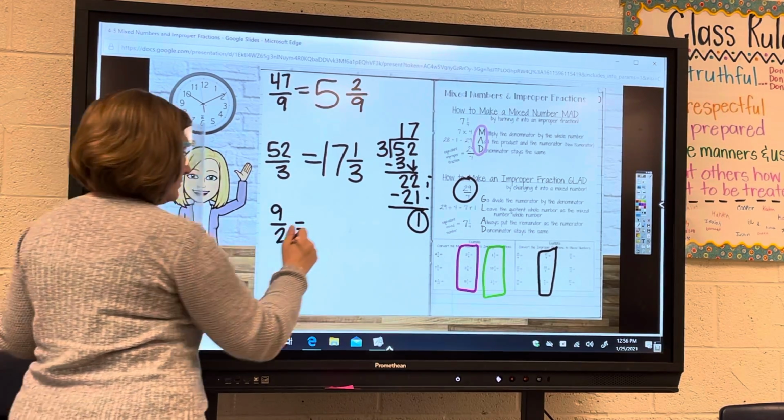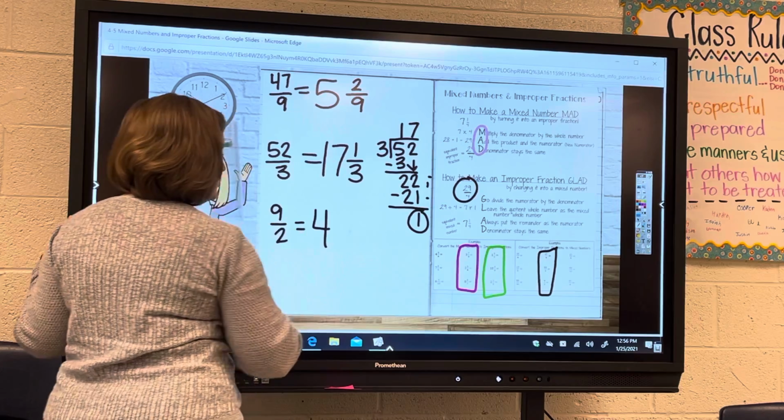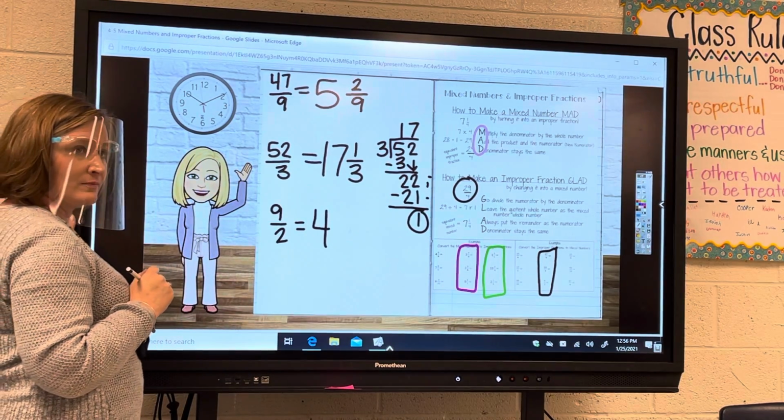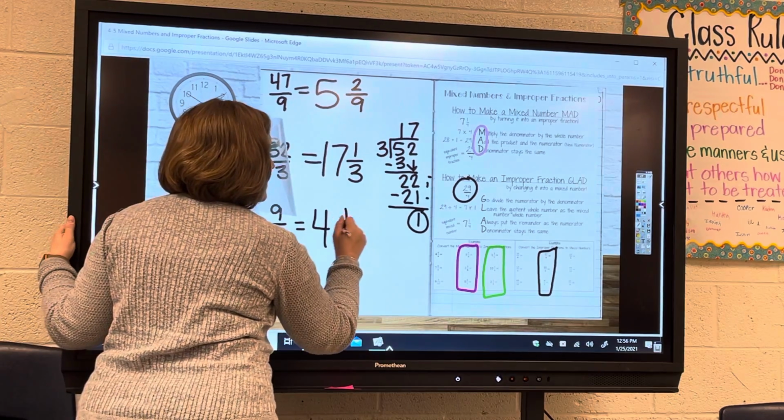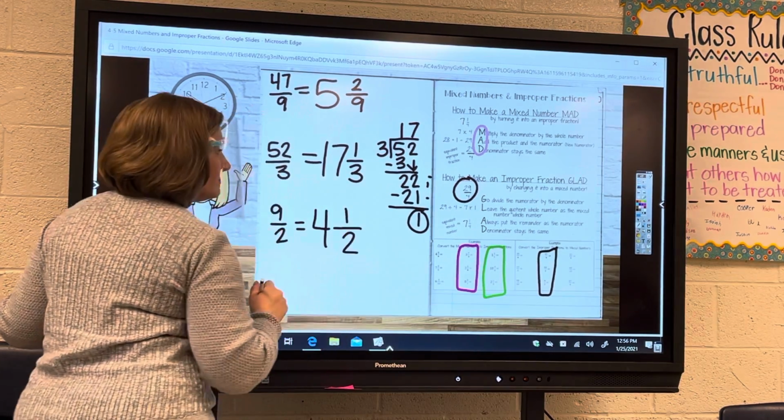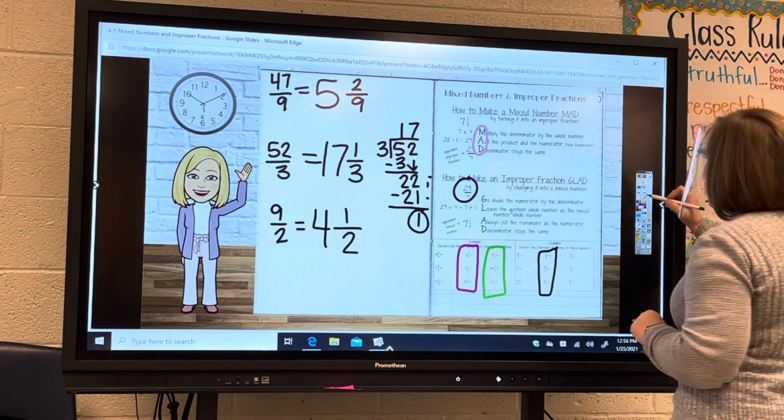How many times will 2 go into 9? 4. 4 times 2 is 8. So how many are left over? 1. And what's my denominator? 2. All right, I want you to work on the last column.